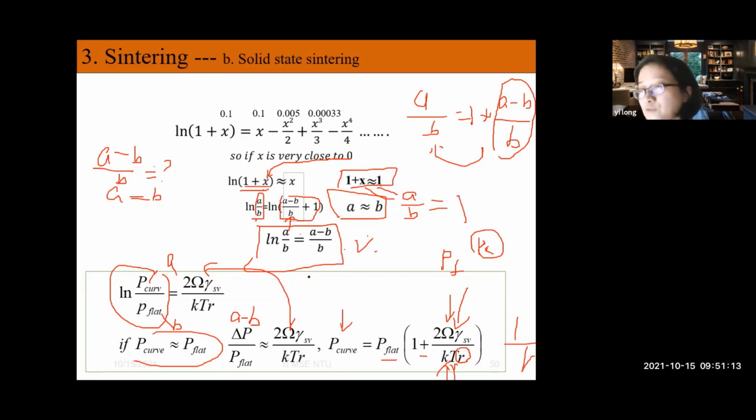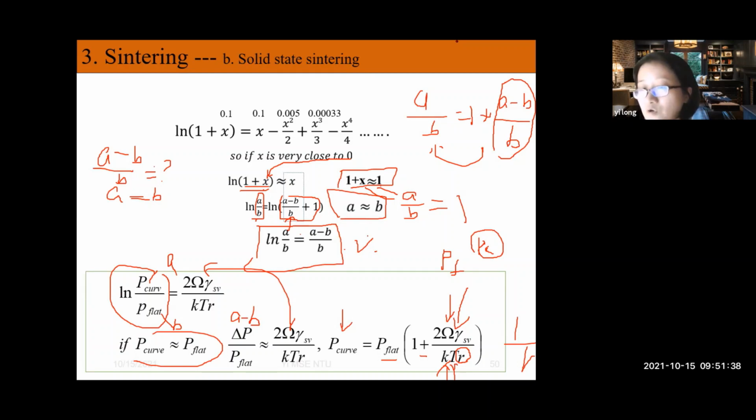So actually, no matter how I do the manipulation, the conclusion is still super simple. So don't be nervous by all this math manipulation. Remember the conclusion. The conclusion is P curve is actually again inversely proportional to R. Okay, same as Young's equation we learned before, same as what we have derived from the Kelvin equation.